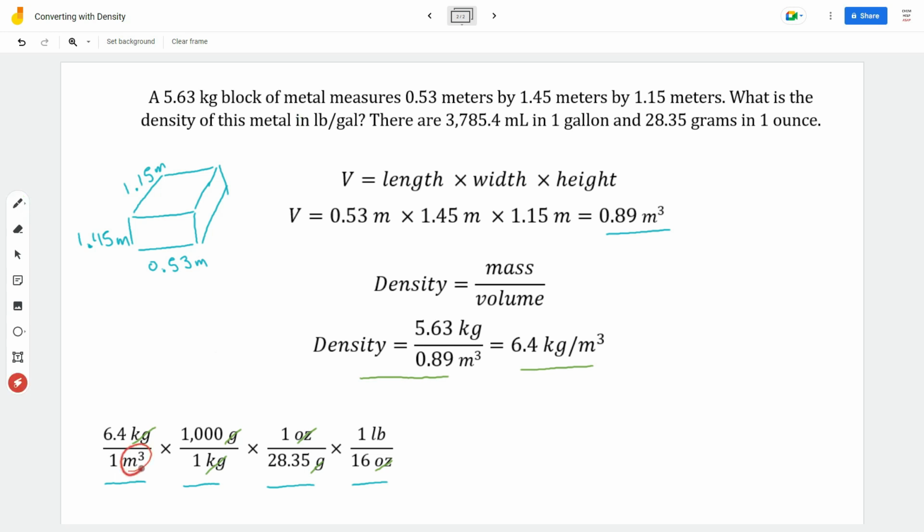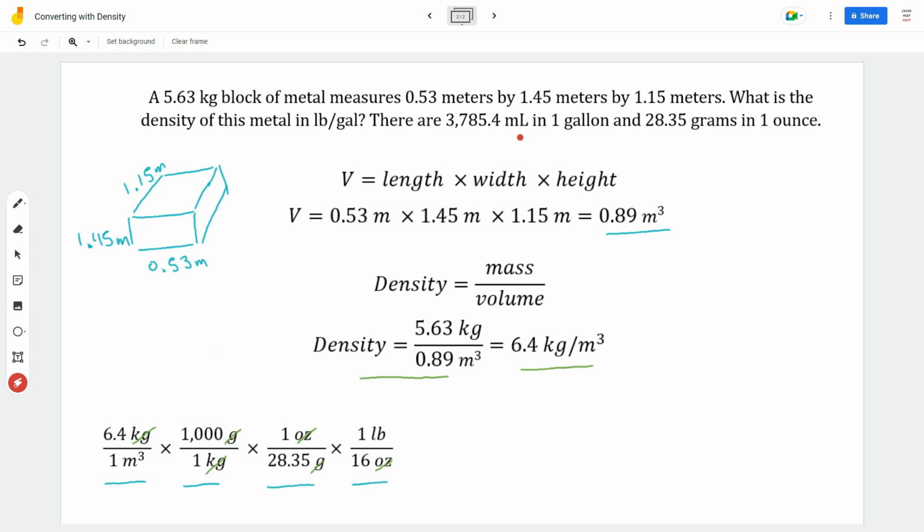So in the denominator, I have meters cubed, but I need to go to gallons. So in this case, I'm going from a cubic measure of volume to a derived unit of volume. I'm going to gallons. I'm also moving from metric to imperial. So let's take a look at this conversion factor right here. This will allow me to go from milliliters to gallons. So my next question is, how do I get from meters cubed to milliliters?